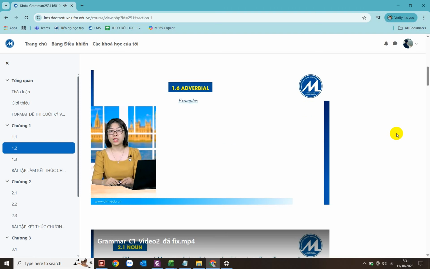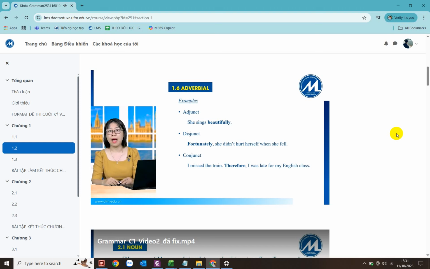For example, she sings beautifully. In this sentence, beautifully provides information about how she sings. So, the adverbial beautifully functions as an adjunct. In the second example, fortunately makes a comment about the event. She didn't hurt herself when she fell. So, the adverbial fortunately functions as a disjunct. In the next example, therefore serves as a link between a sentence, I missed the train, and a sentence, I was late for my English class. So the adverbial therefore functions as a conjunct.